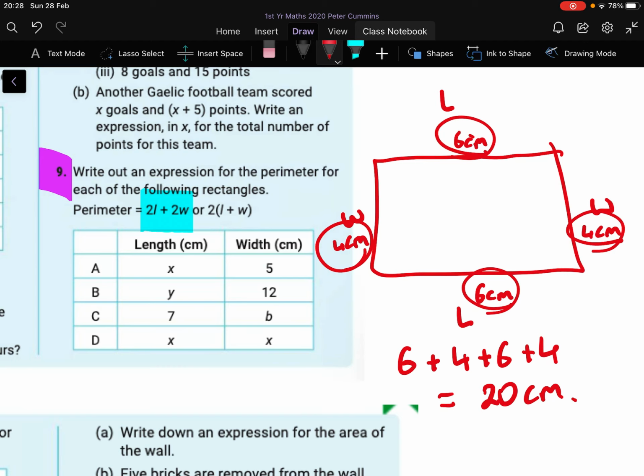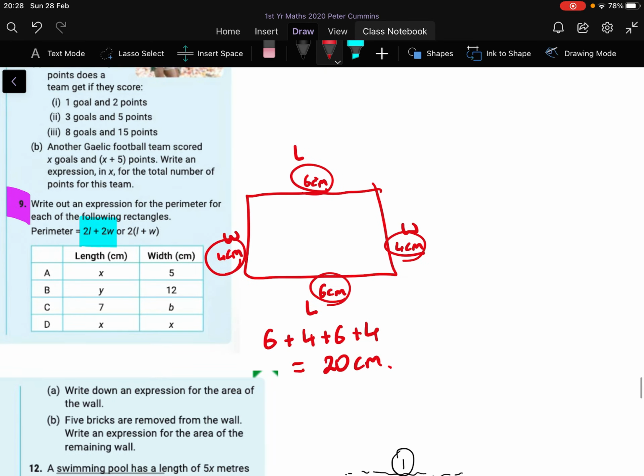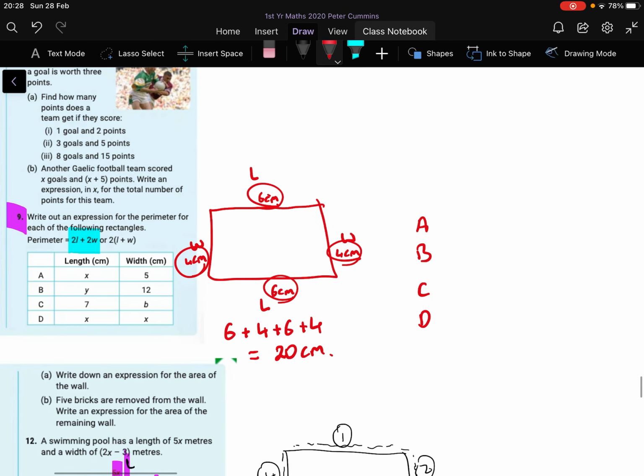Except when they start messing around with us and they start saying, right, instead of giving us sixes and fours, they give us things like X's and Y's. Okay? So let's try and work that out. And what we have to do is look at the perimeter. Okay, for all of these, A, B, C, and D. I'm just going to make that a bit smaller so I can do A, B, C, and D. So A, B, C, and D, like so. For question 9.